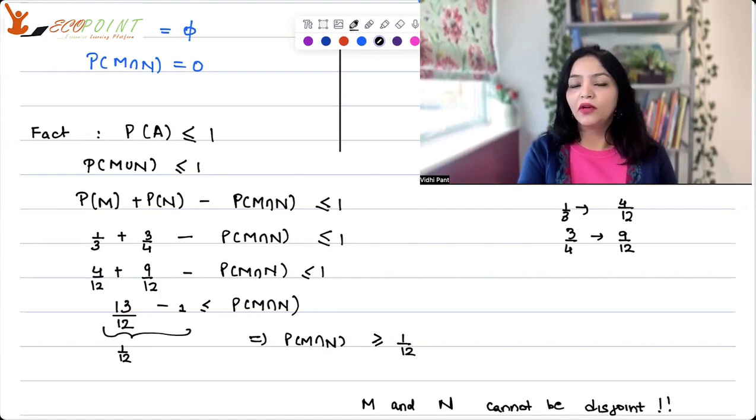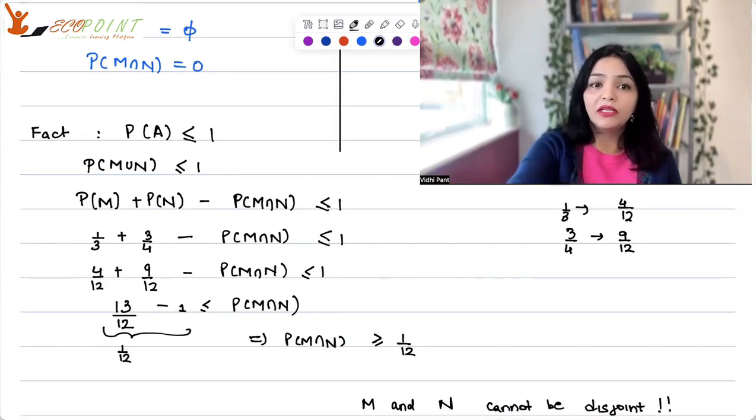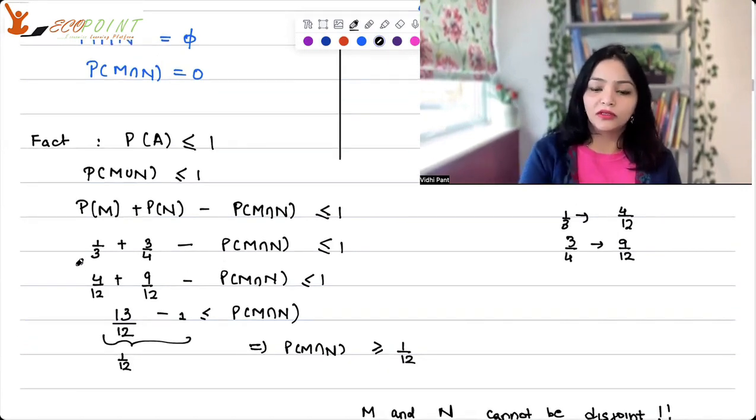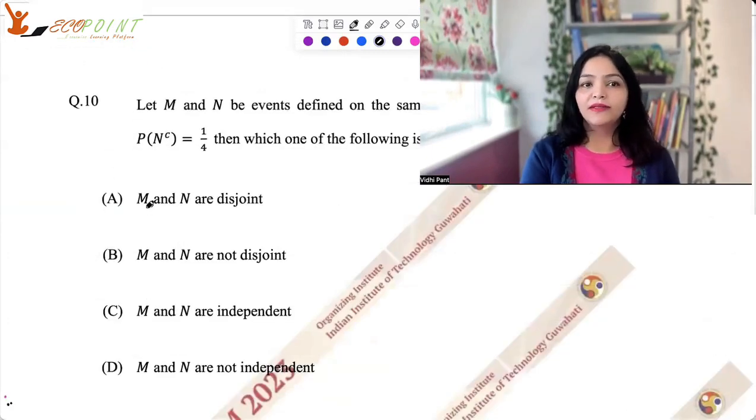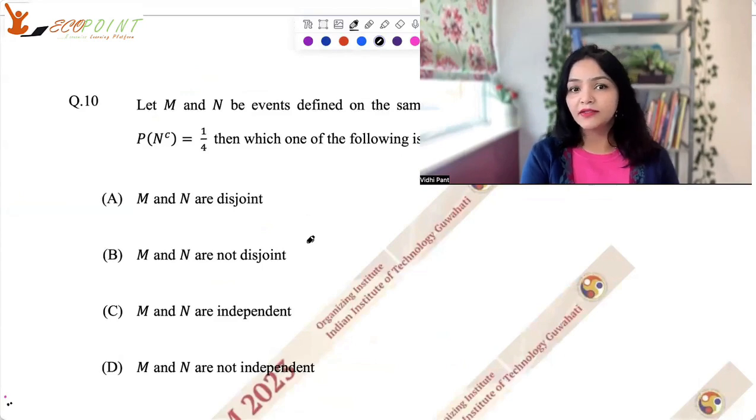M and N cannot be disjoint, and that should be the correct option. Option B is telling you that they are necessarily not disjoint. They cannot be disjoint. Have a look at the options. M and N are disjoint? No, absolutely not, because the intersection is not empty. M and N are not disjoint. Yes, that should be the correct answer.